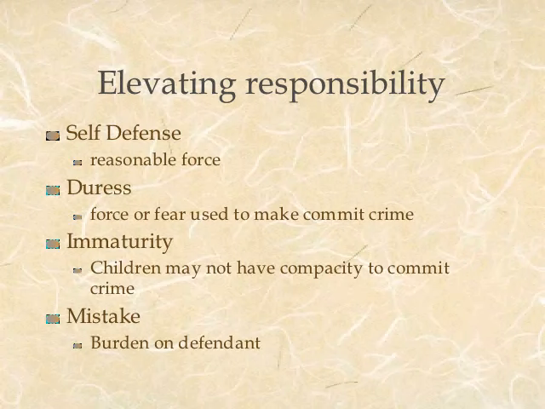Or a mistake, where a child is coming home through a window on a second story and the parent opens up and shoots at the figure in the window because they're in fear of their life. It turns out to be their child. That would be a mistake. Now the burden of proof is going to be on the defendant in those sorts of situations.